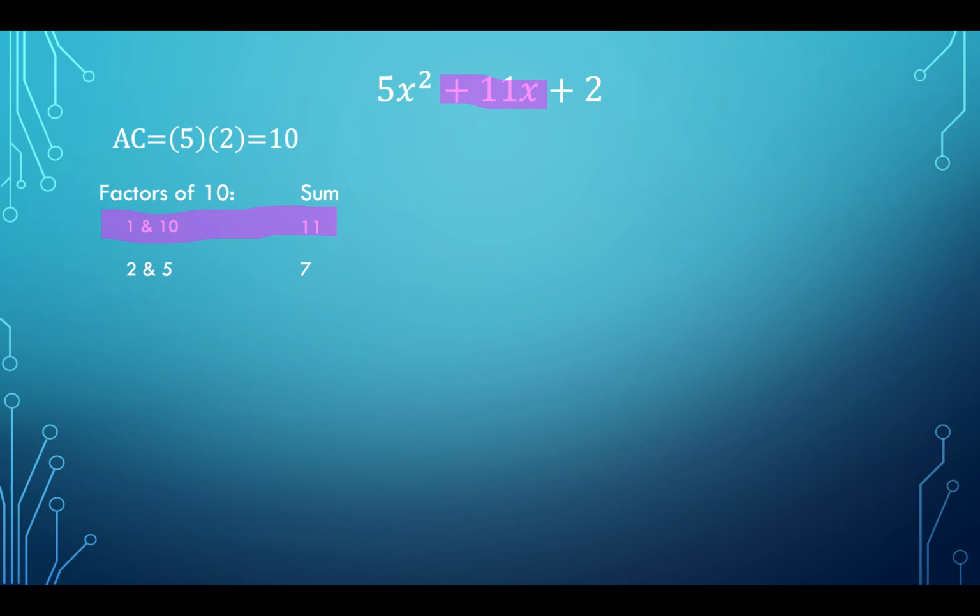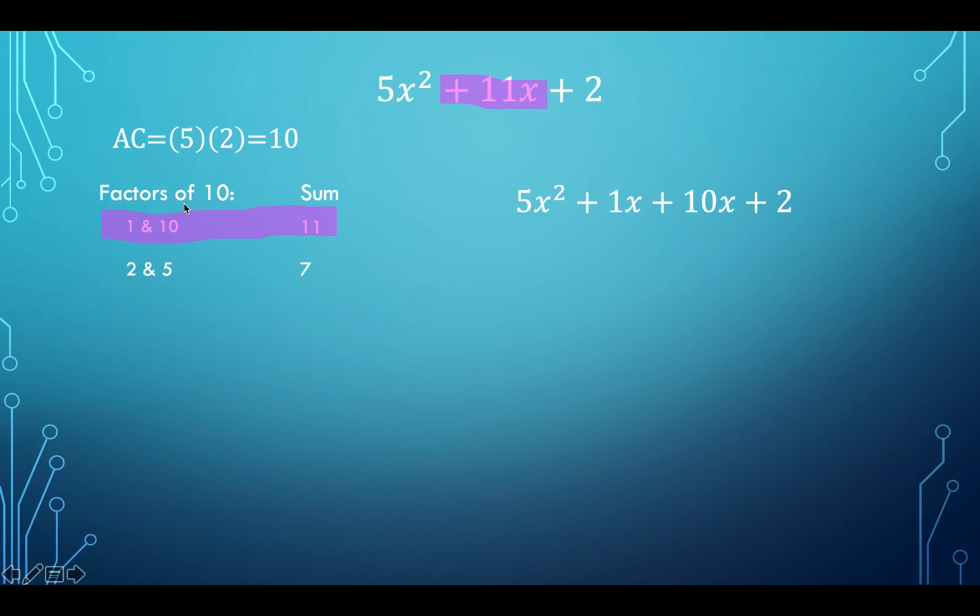So now you have to rewrite this. We rewrite it as 5x squared plus 1x plus 10x plus 2. So what we did here was we went from a 3-term polynomial to a 4-term polynomial. We took the factors of 10 and rewrote b in here. So the original problem had b as 11.